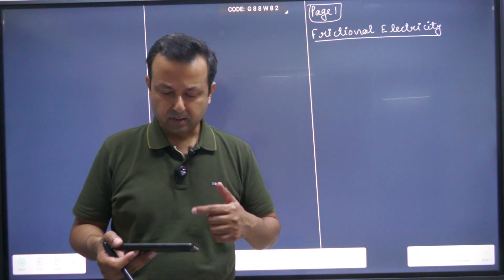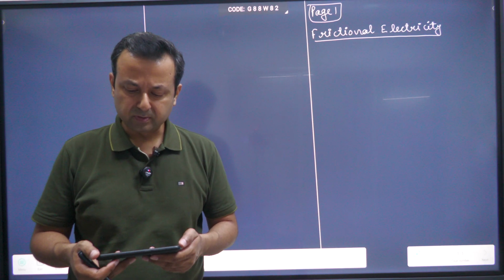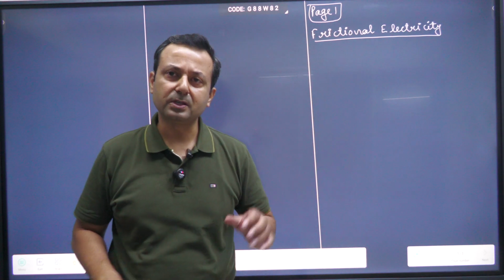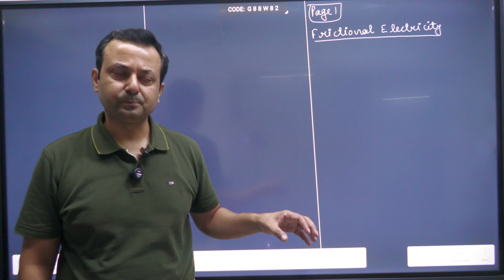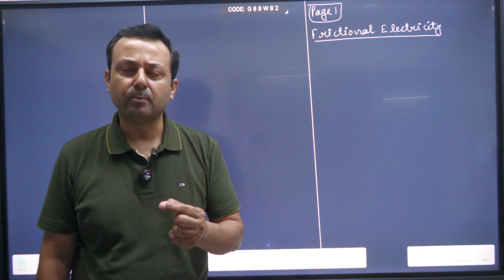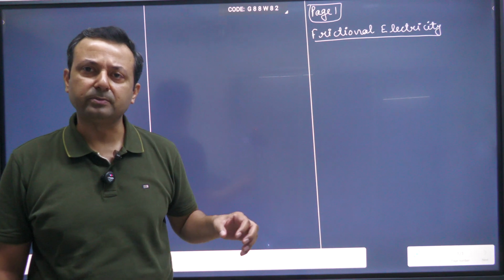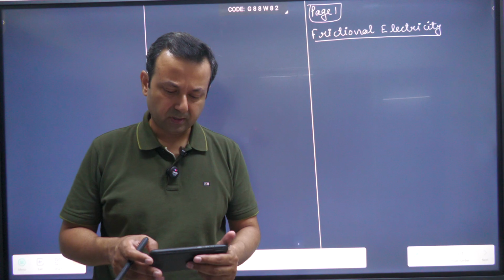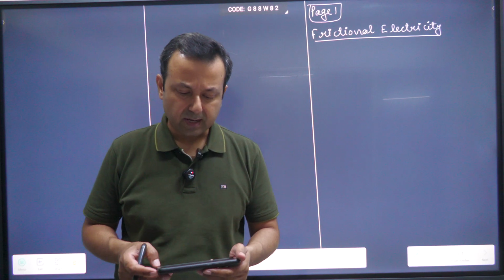Now, the property of rubbed substances due to which they attract light objects is called electricity. So this property, due to which objects like a glass rod or an ebonite rod attract these light objects, is known as electricity.